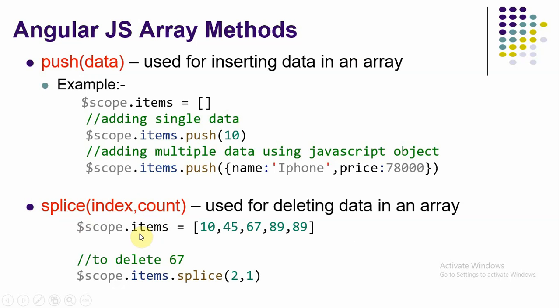For example, here we have created an array using the scope parameter. We have created an array with the numbers 10, 45, 67, 89, 8 and 89. So if I want to delete 67, the index is 0, 1, 2, right? So the index is 2 and I want to delete only 67. So the count is 1. So you have to use 2 comma 1 for deleting 67. So these are the two methods used for inserting and deleting elements from the array.